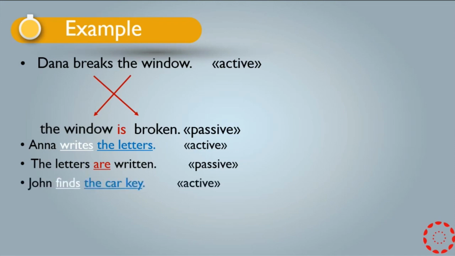Another example: John finds the car key. The car key is the object and finds is the verb. So, the car key is found.